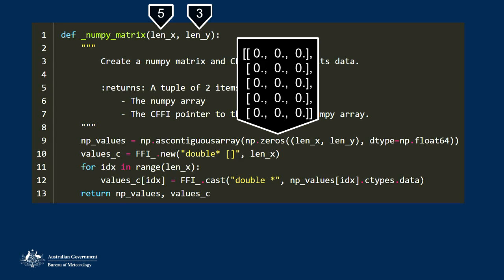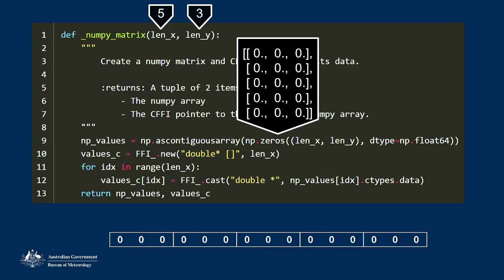On line 10, I'm creating a double star star in CFFI. And so this will be our view to the underlying data of the NumPy array. And the good thing about values_c is that we don't have to worry about memory management. So once values_c goes out of scope, the double star star pointer will just be freed. On lines 11 and 12, I'm instantiating that double star star. So I'm just getting the memory address of the underlying data of the NumPy array.